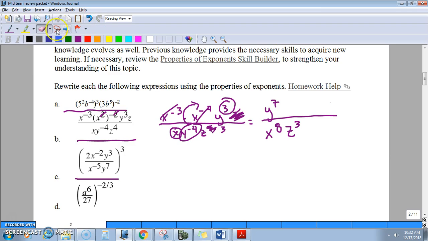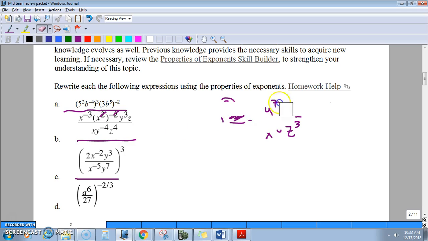And then erase this extra bit here. All right, and so my final answer would be y to the 7th power over x to the 8th z cubed. I'm going to delete this now. All right, what's next?